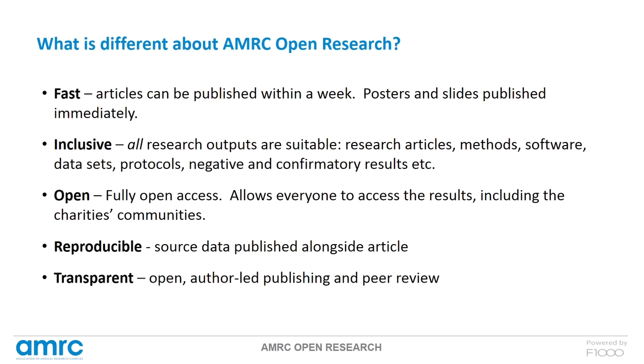So what's different about AMRC Open Research? First of all, it's very fast. We can publish articles within a week, and posters and slides can be published immediately. I'll come on later to what posters and slides are. Essentially, we use a post-publication peer review model, which means that we can publish articles very quickly, and then the peer review happens after that.